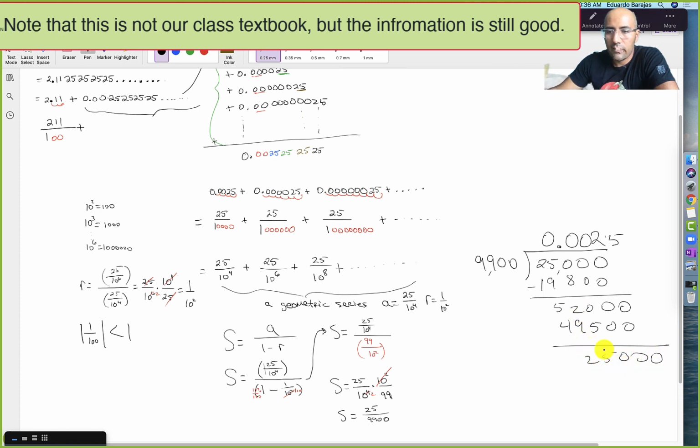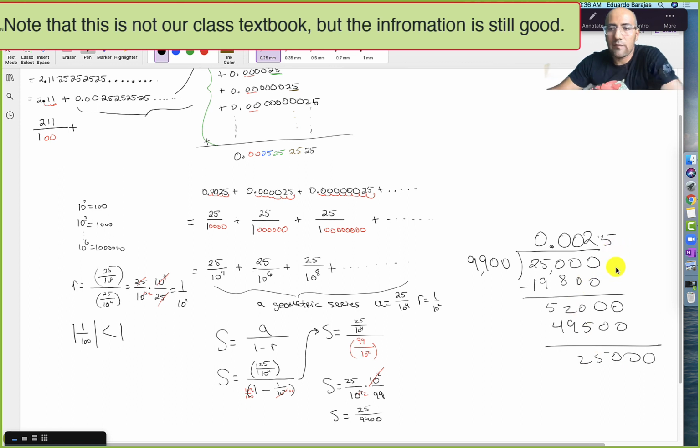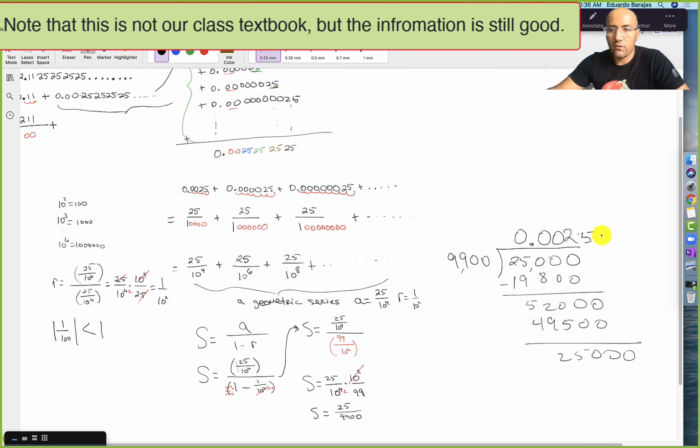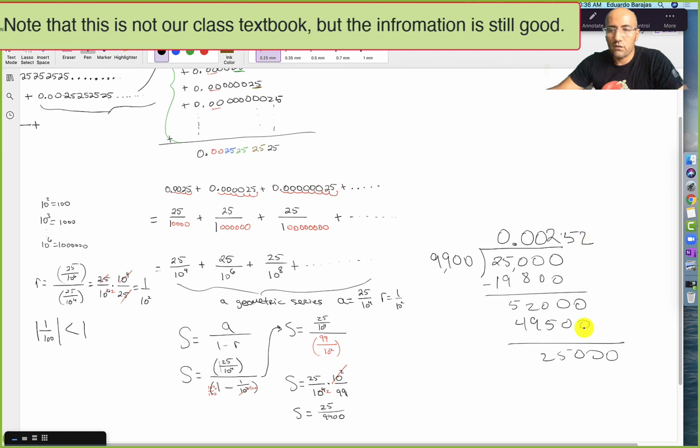Add a 0. And so you see how you end up in this pattern? You'll get a 2 there, and then you'll get 19,800, and then you'll get the 5,2,0,0,0, and then you'll get a 5, and then you'll get a 2, and then you'll get a 5, and then a 2, and you're just stuck in this repeating pattern. Good. So this fraction gives you this decimal that repeats itself, 0, 0, and then 25, 25, 25, 25, forever.